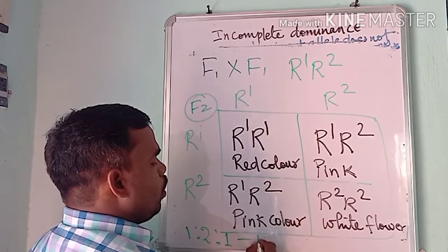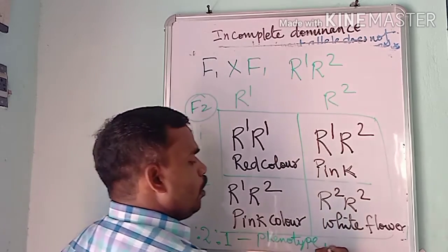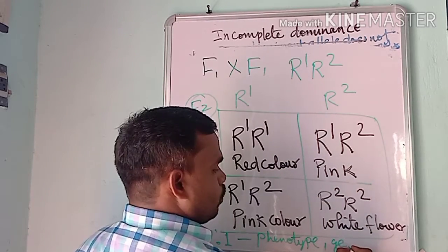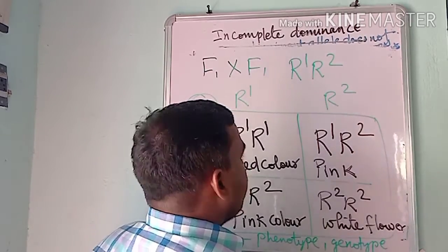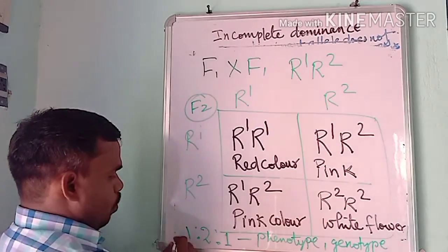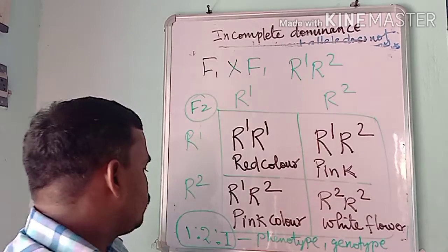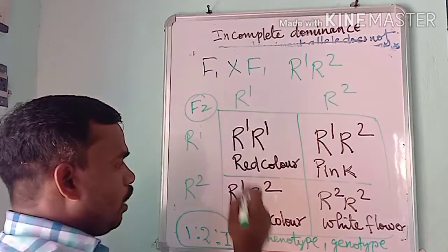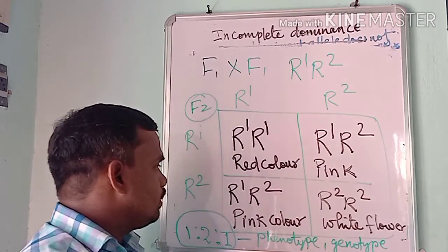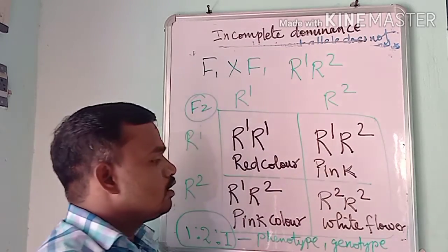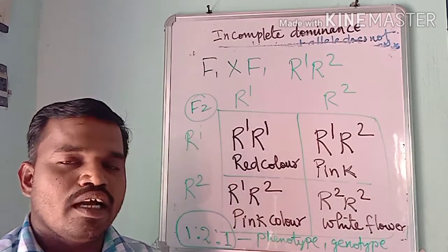So the phenotype as well as genotype ratio of the F2 generation in incomplete dominance is 1:2:1. So 1 pure red color, 2 intermediate pink colors, and another one is white color. Okay, got it? Do you understand what incomplete dominance is?